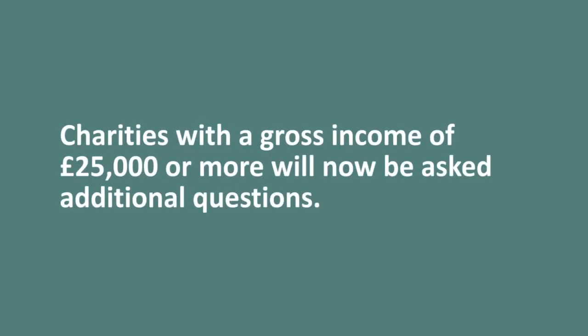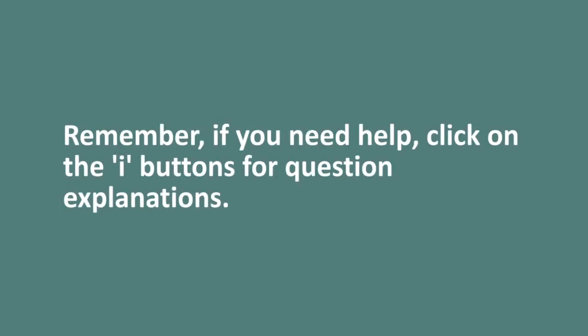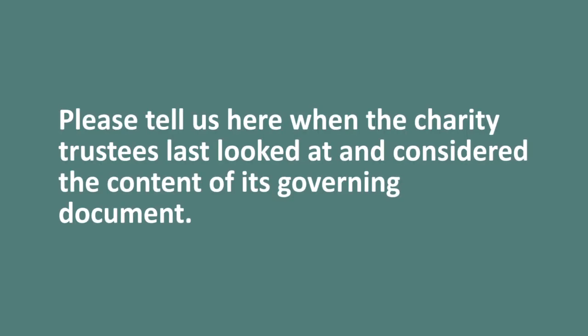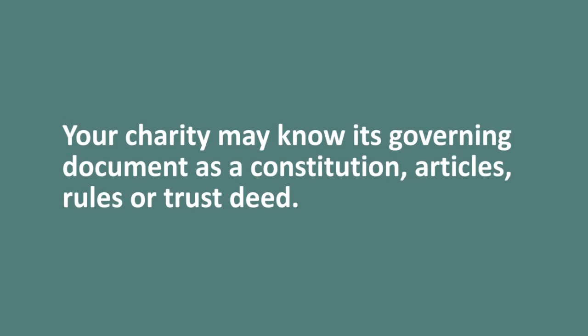If your charity's gross income is more than £25,000, you will now be asked additional questions. Remember, if you get stuck, use the I button. Please tell us here when the charity trustees last looked at and considered the content of its governing document. Your charity may know its governing document as a constitution, articles, rules or trust deed.